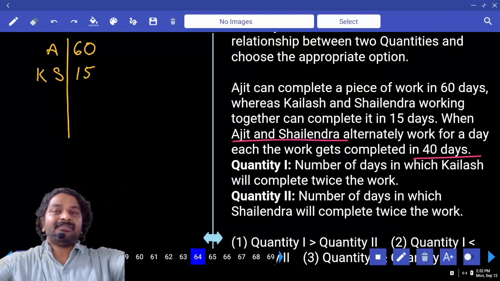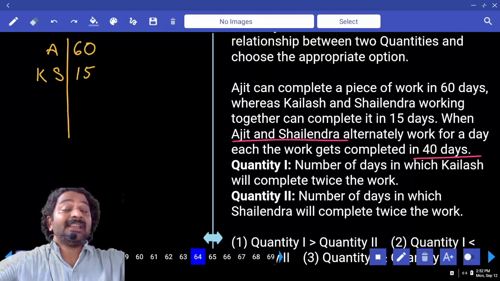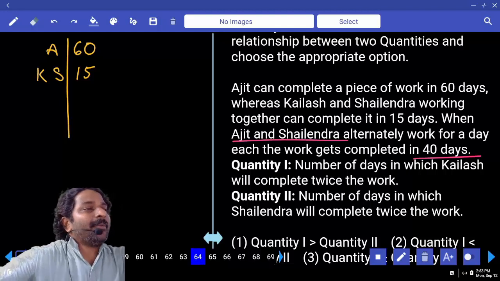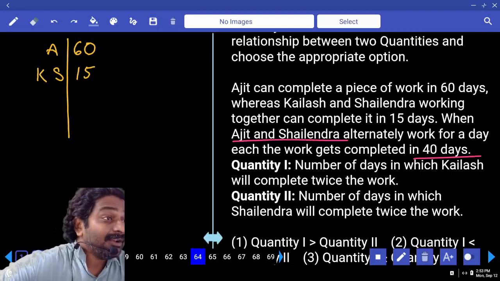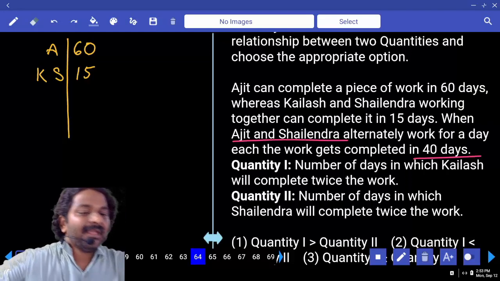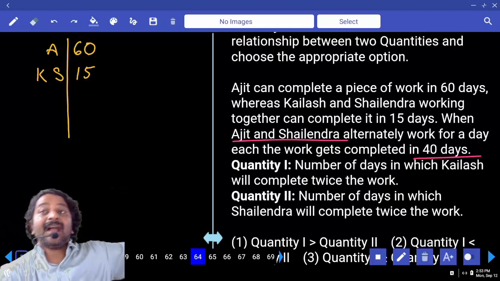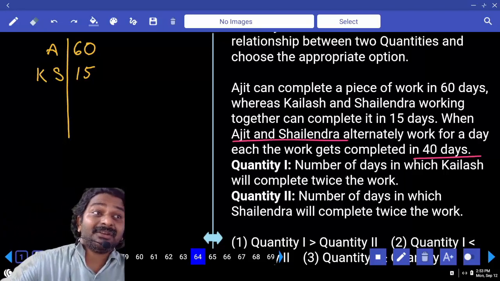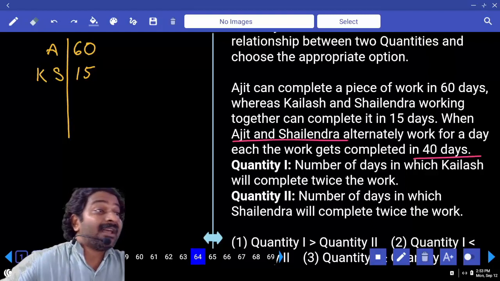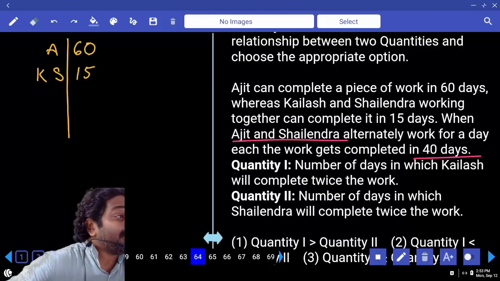First day Ajit will work, second day Shailendra, third day Ajit, next Shailendra. Like that, they complete the work in 40 days. Out of these 40 days, Ajit will work for 20 days, and 20 days Shailendra will work. Ajit can complete the total work in 60 days, and he worked for 20 days. What fractional part of the work is done? 1/3. Then the remaining is 2/3.